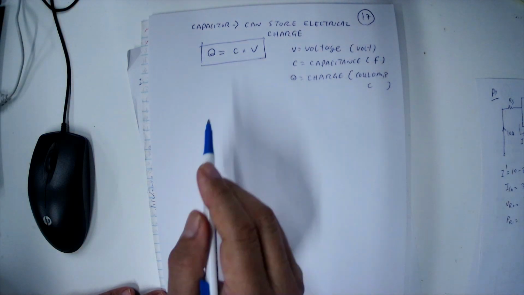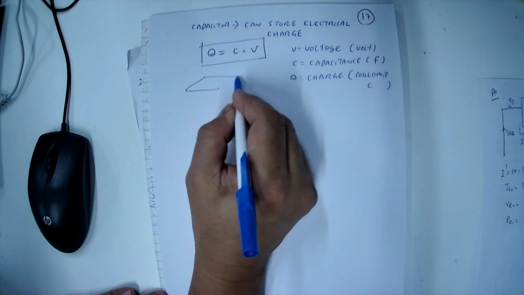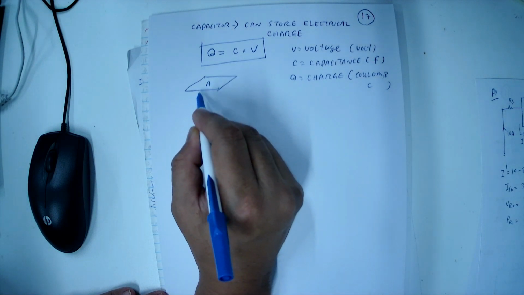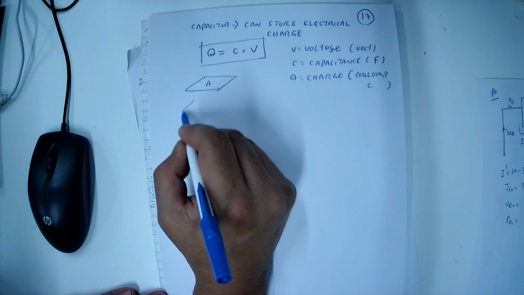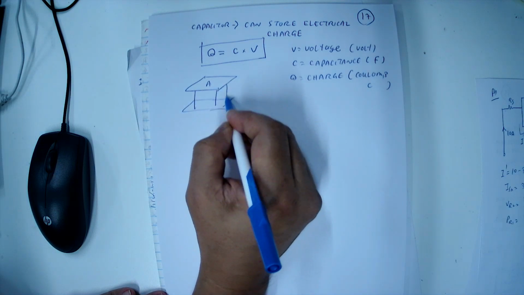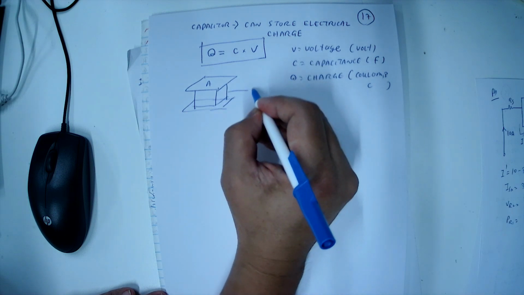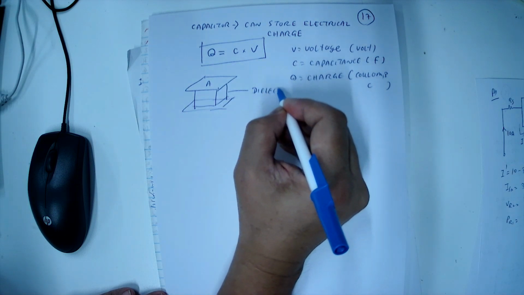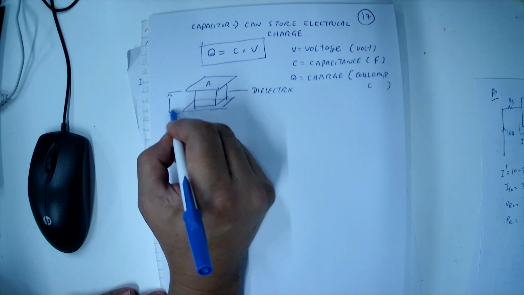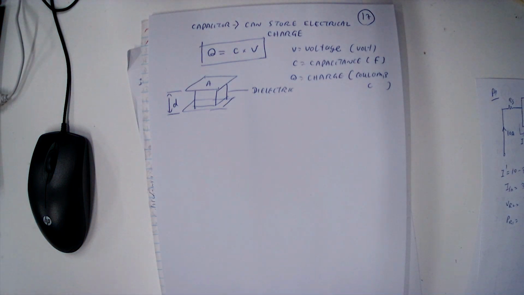And capacitance depends on how the capacitor is constructed. Here is a metallic plate. The plate has a cross-sectional area A. Between the plates we put a dielectric. The distance between the two plates is D. So this is the basic construction of the capacitor.